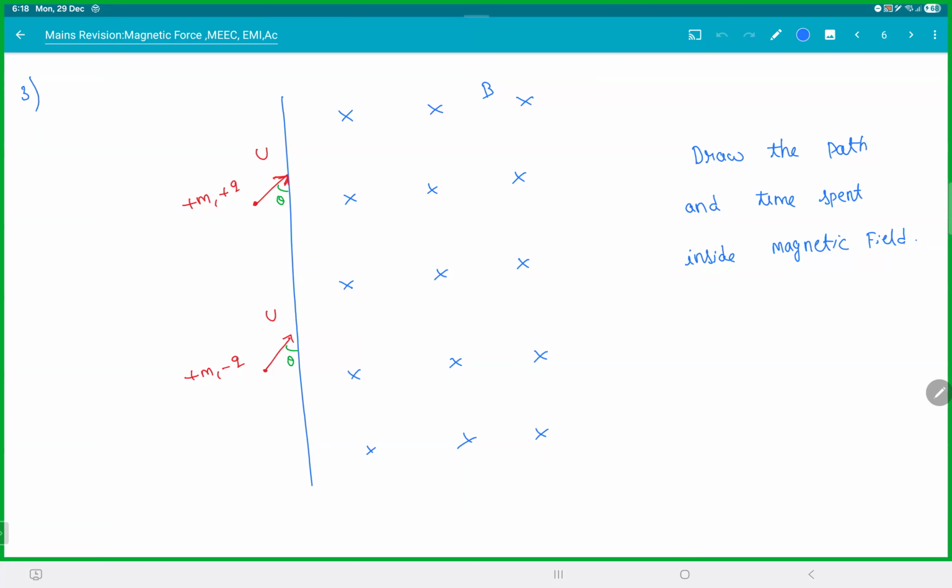Keep your cams on, everyone. What is the answer for this? Shouldn't take much time for this. This is an easy one.